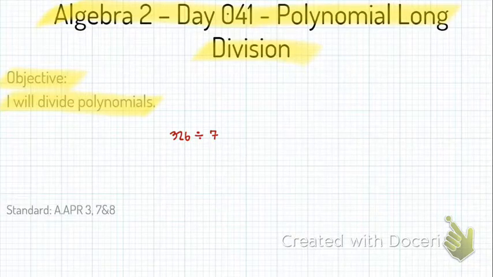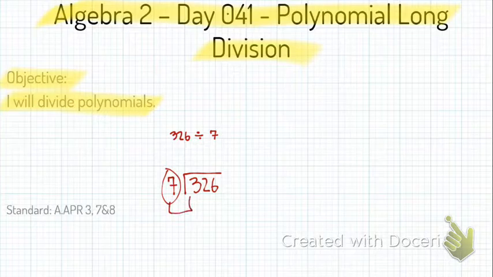Well, you would do 326, or I'll write a little bit larger for you so you could see it. 326, and then we would do a long division problem that looks like this, divided by 7, right? And we ask ourselves, how many times does 7 go into 3, right? Does it go into 3? No. So then we have to think a little bit bigger. How many times does 7 go into 32? Well, it goes in 4 times, right? Because 7 times 4 is 28.